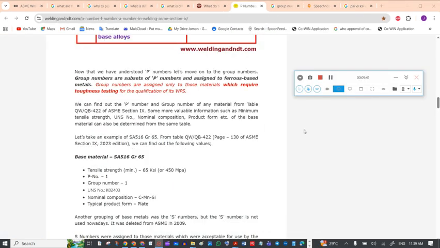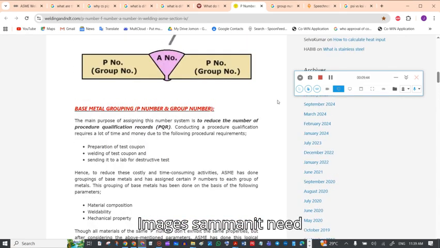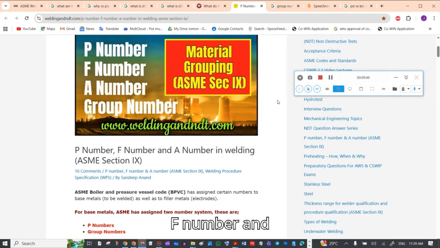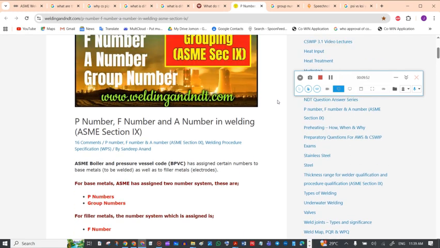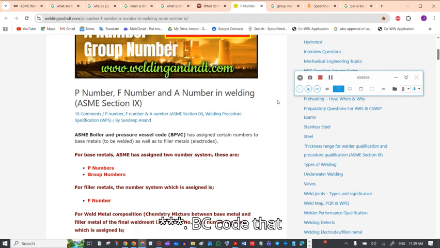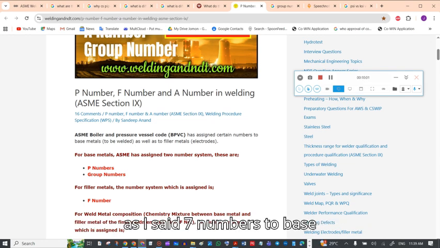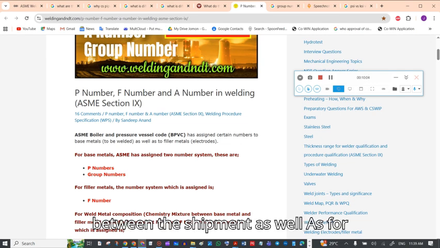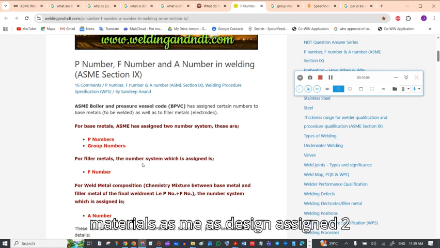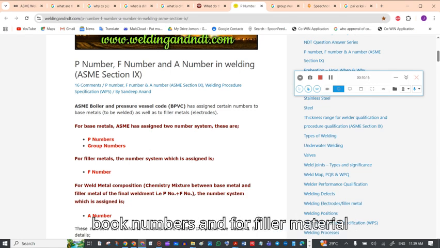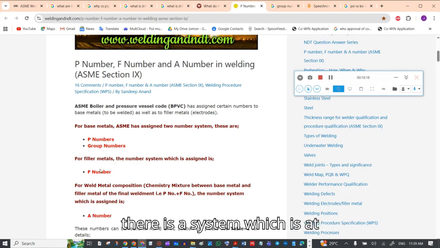Before we discuss the F numbers, we will make a summary of P number, F number, and G number. The BPVC code, that means ASME Boiler and Pressure Vessel Code, has assigned certain numbers to base materials to be welded as well as to the filler materials, that is electrodes. For base materials, ASME has assigned a two-number system, that is P numbers and group numbers, and for filler materials there is a system which is assigned as F numbers.